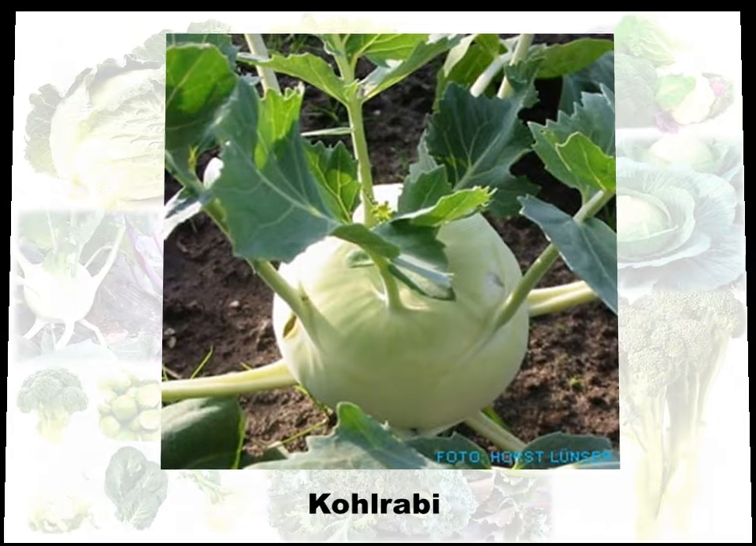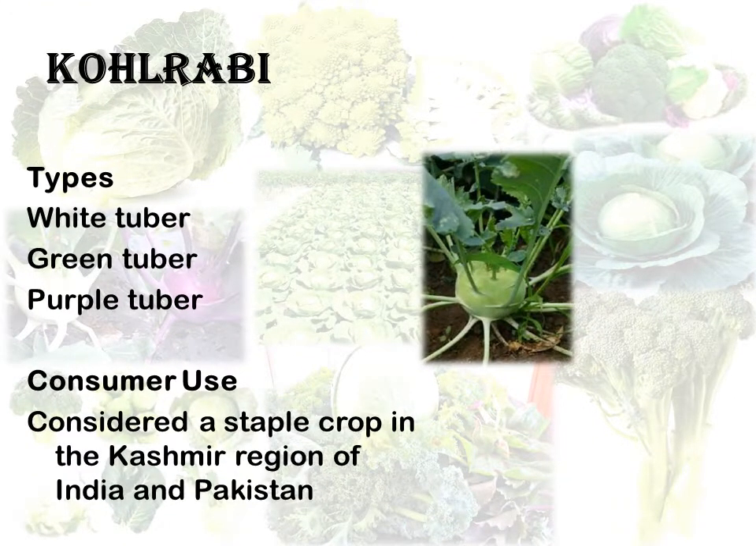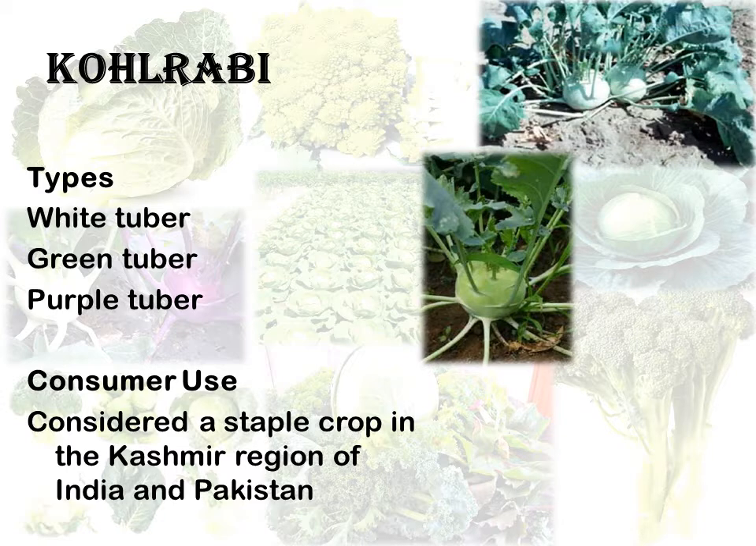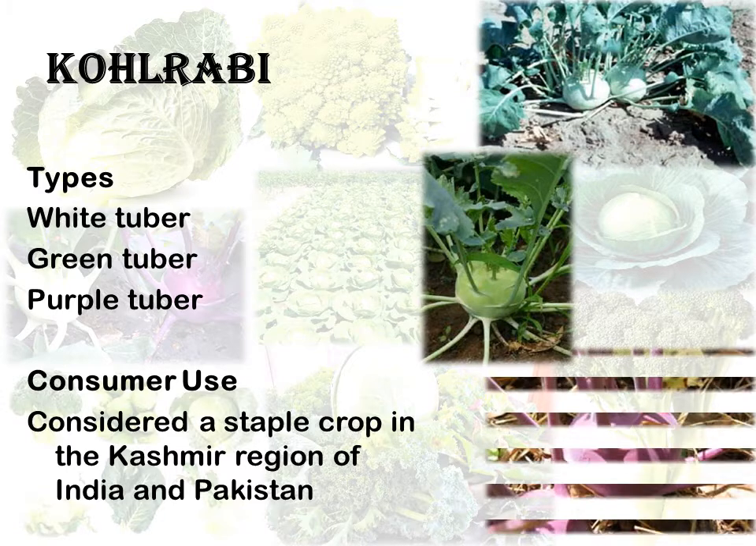Then kohlrabi. You can see again you have different varieties: white tuber, green tuber, purple tuber. So these are the different varieties. You just have to see.